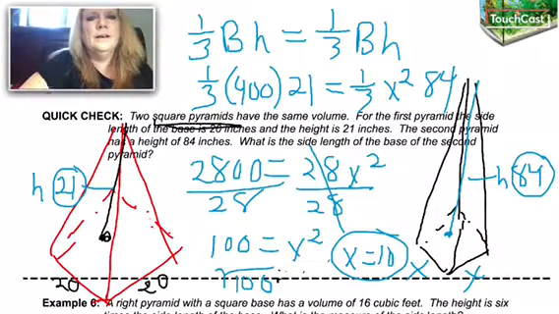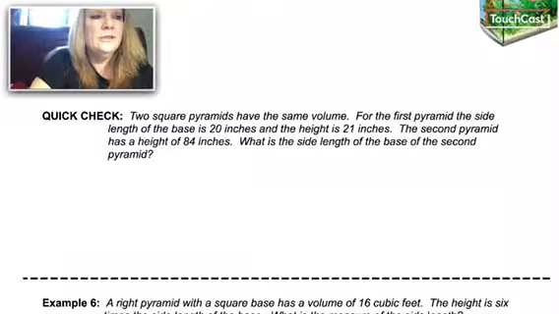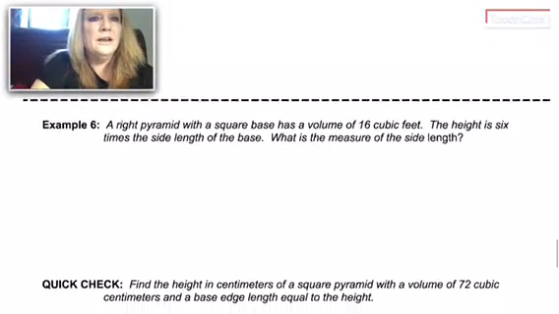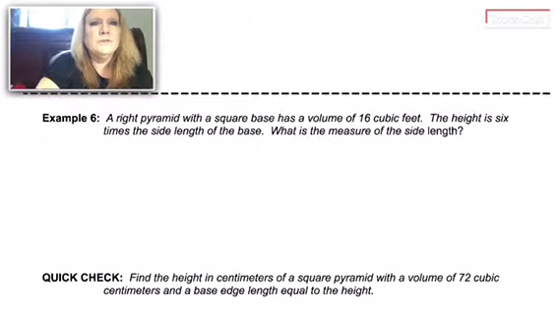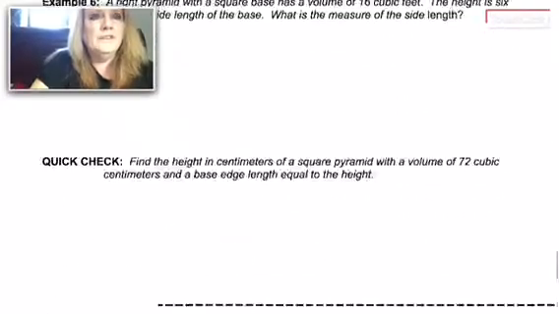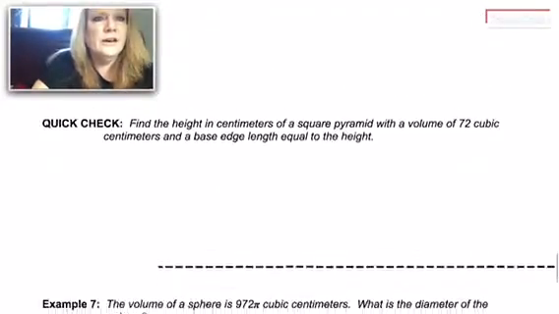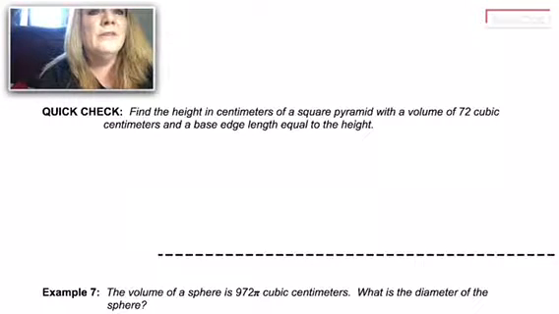Okay, so sorry about the pictures, but in these, again, usually the work is in setting it up and understanding what the problem is asking. We're kind of out of time, so let me see how many more we have. Yeah, I'm not going to finish, but let's go ahead to this one here. Find the height in centimeters of a square pyramid with a volume of 72 cubic centimeters and a base edge equal to the length of the height. Okay, so let's see what we have.